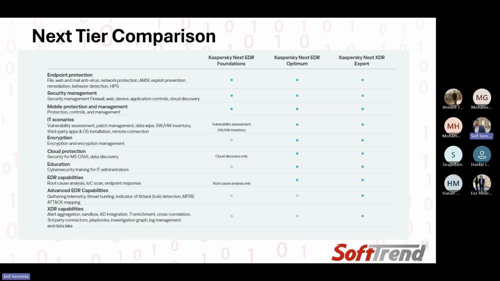As for the EDR capabilities, on top of the root cause analysis, of course, we have the IOC scan and the endpoint response. As for the IOC scan, it's basically matching the indicators of compromise with potential malicious files on your network. So basically, there is a public IOC database that you may have heard of, which is the CVE, Common Vulnerabilities and Exposures. Kaspersky uses this and its own database that is full of different IOCs, and it scans your network.